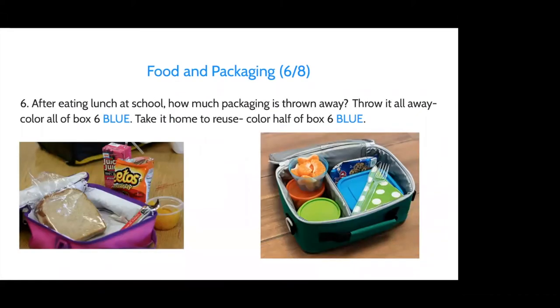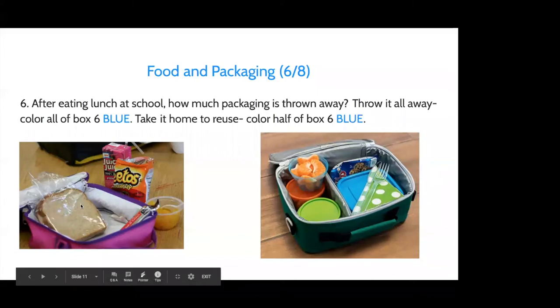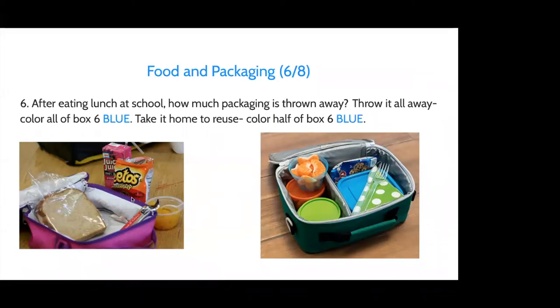Number six. After eating lunch at school, how much packaging do you throw away? If you throw everything away, color all of box six blue, which would look just something like this, where you have your sandwich that you ate, but then you throw away the sandwich bag. You eat all your chips, drink all your juice, but then you have these to throw away. If you take everything home to reuse, color half of box 6 blue, which looks like this.